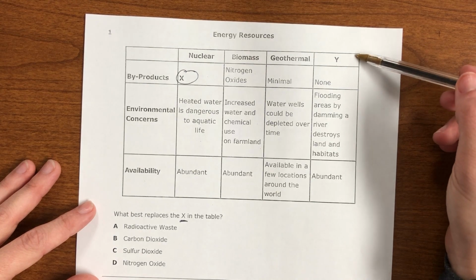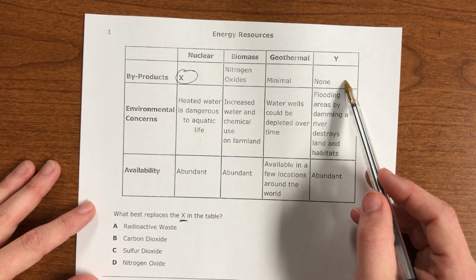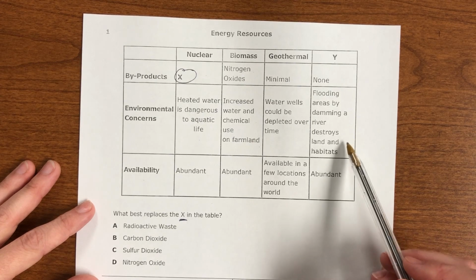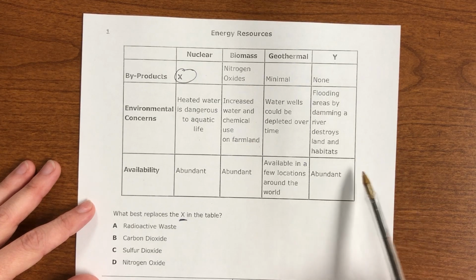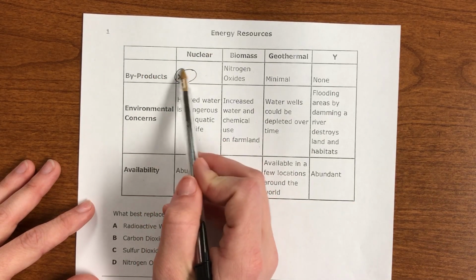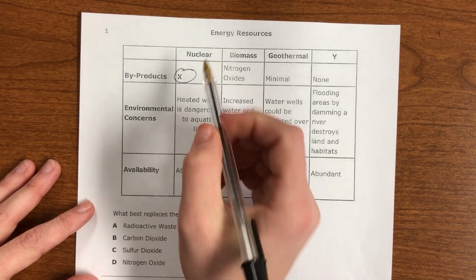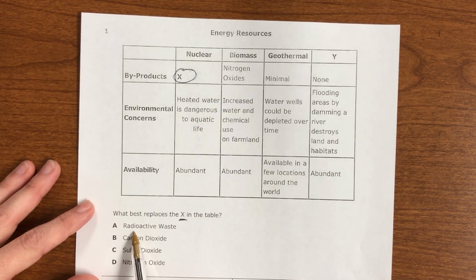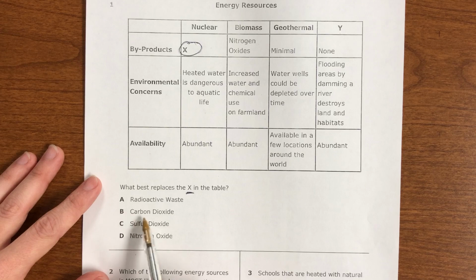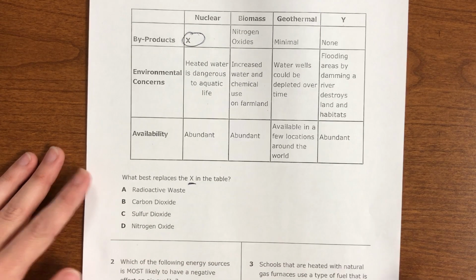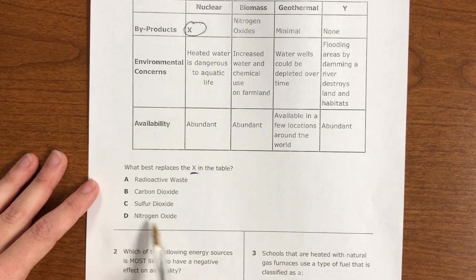For Y, so we don't have the title, byproducts are none. Environmental concerns, flooding areas by damming a river destroys land and habitats. And for availability, it's abundant. And so basically, we just want to know what byproducts happen for nuclear energy right here for X. So A, radioactive waste. B, carbon dioxide. C, sulfur dioxide. Or D, nitrogen oxide.